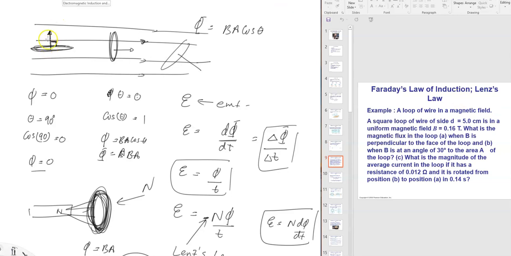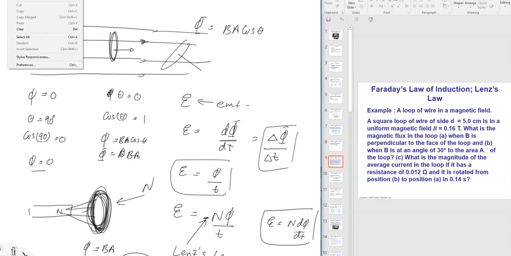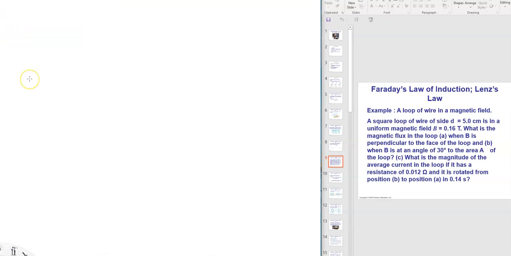Okay, here's a problem. Here's a math problem. This will help us understand what's going on here. Let's see what we have. Loop of wire in a magnetic field. I believe you guys took time to read this and give it a try. You probably have the answers by now, but let's see how to solve this.